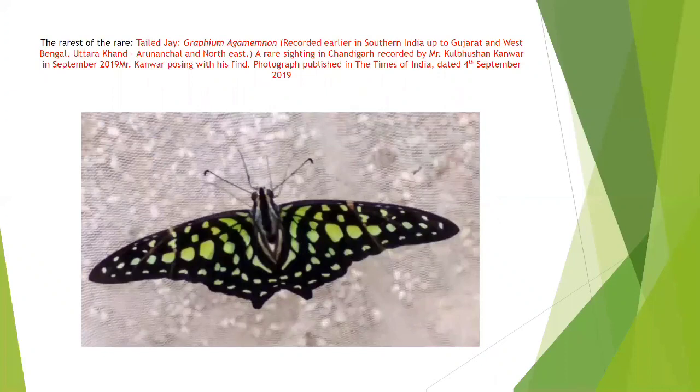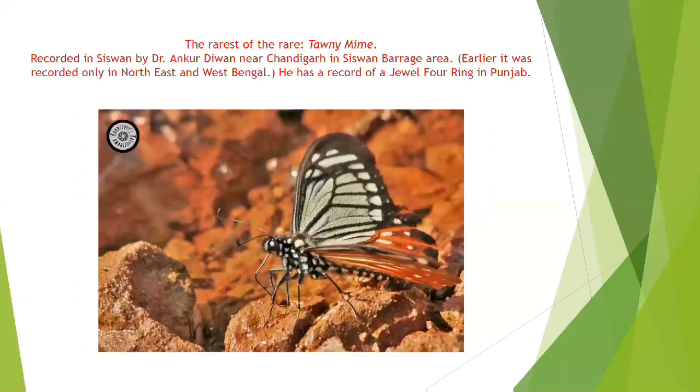This is the rarest of the rare, Tailed Jay, Graphium agamemnon, recorded earlier in southern India up to Gujarat and West Bengal, Uttarakhand, Arunachal, and the Northeast. It's a very rare sighting in Chandigarh, recorded by Mr. Kulbhushan Kummer in September 2019. Mr. Kummer, this photograph appeared in the Times of India with Mr. Kummer posing with this butterfly. Next.